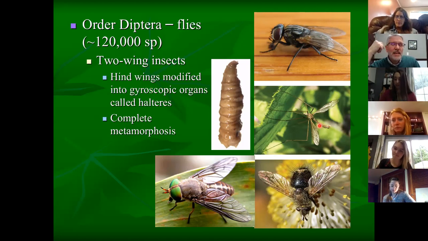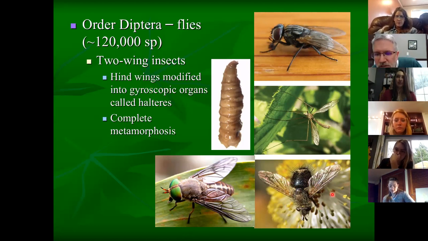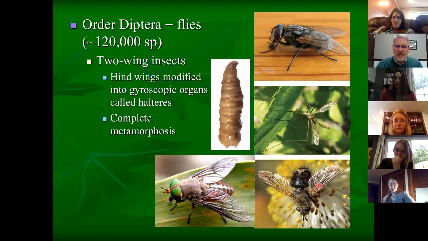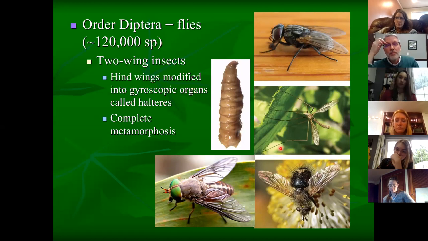Anyway, house flies, crane flies. Here's a horse fly. Here's another kind of fly. I'm not sure what this is. And then they are complete metamorphosis too. We usually call fly larvae maggots. So beetle larvae you call grubs, fly larvae you call maggots, and butterfly larvae you call caterpillars.